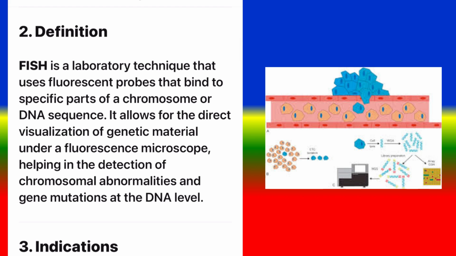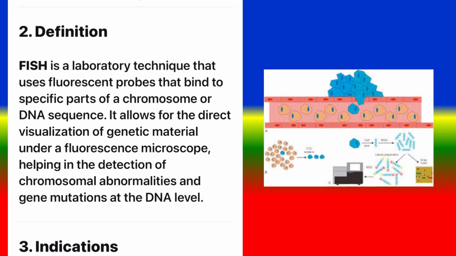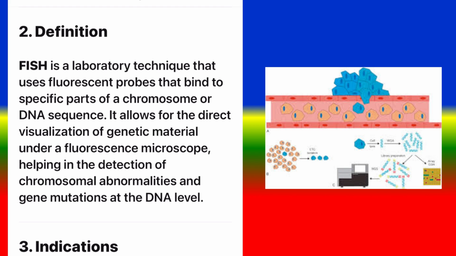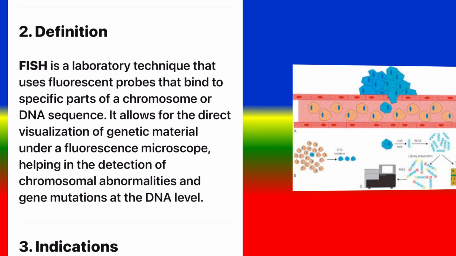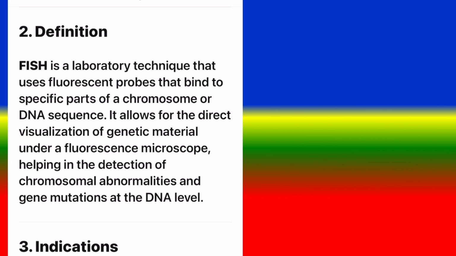2. Definition. FISH is a laboratory technique that uses fluorescent probes that bind to specific parts of a chromosome or DNA sequence. It allows for the direct visualization of genetic material under a fluorescence microscope, helping in the detection of chromosomal abnormalities and gene mutations at the DNA level.